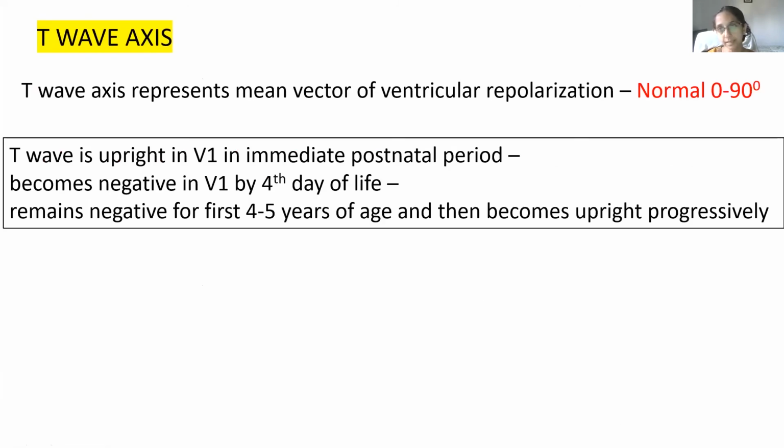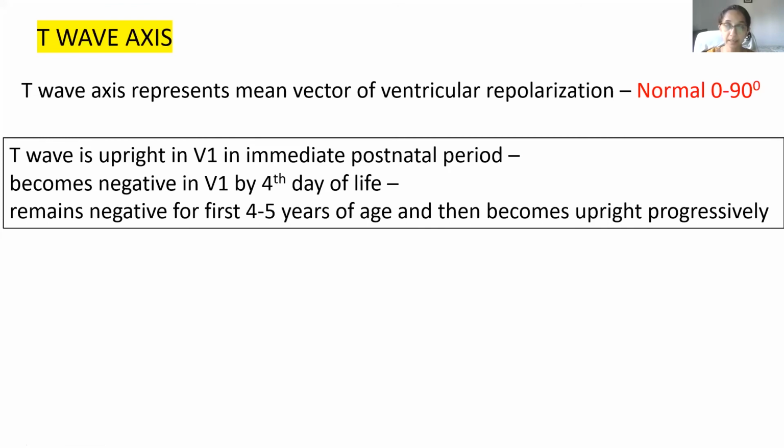What does T wave axis mean? We know that T wave means ventricular repolarization. And the T wave axis is the mean vector for ventricular repolarization. Normally, it is like QRS, 0 to 90 degrees. However, we know again that age plays an important role. T wave is upright in V1 in the immediate postnatal period. Usually the 3 days after birth, it can be upright.